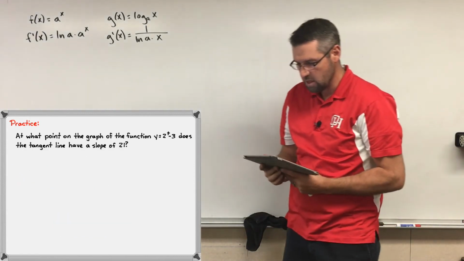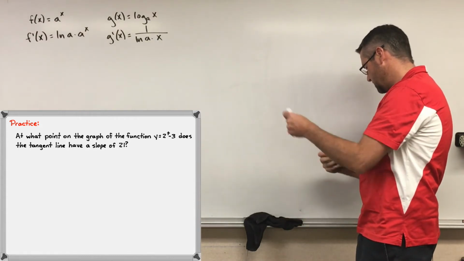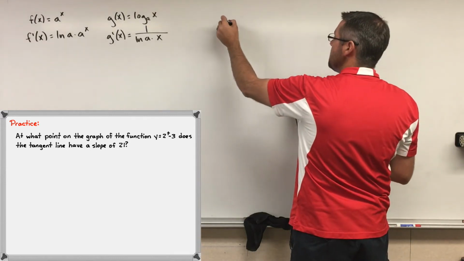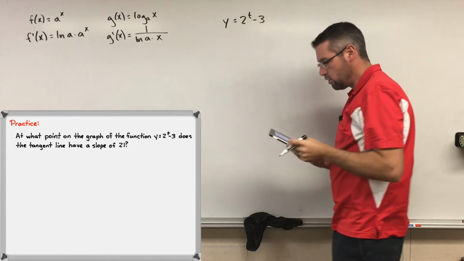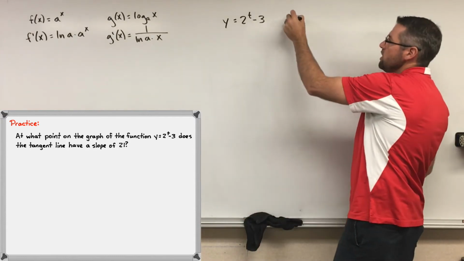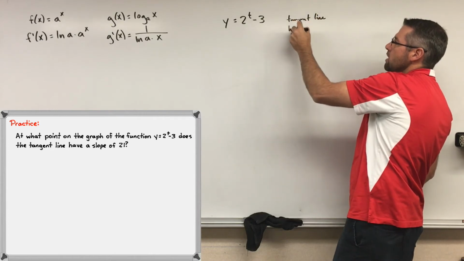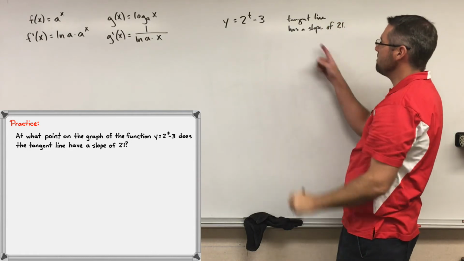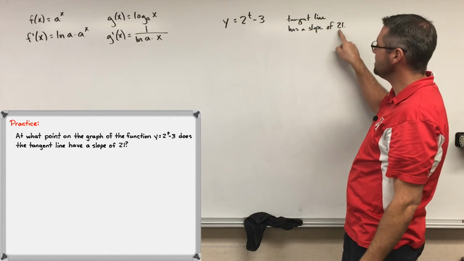So some practice problems. Maybe you could pause the video and see what you can come up with before you watch the rest of it. That might be a good idea. But we have y equals 2 to the t minus 3, and we are looking for when the tangent line has a slope of 21. So we know that the tangent line has a slope of 21. What does that mean? Well, that means that the derivative, the slope of the tangent line, is 21.